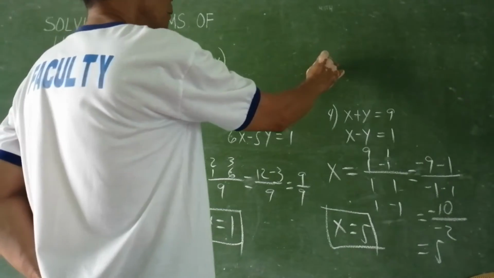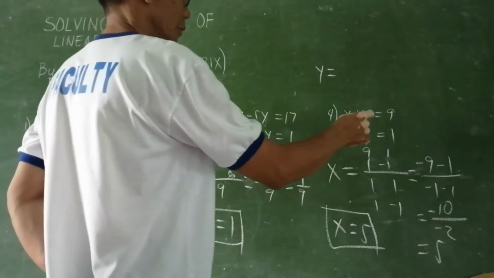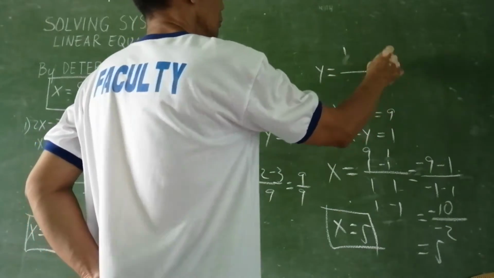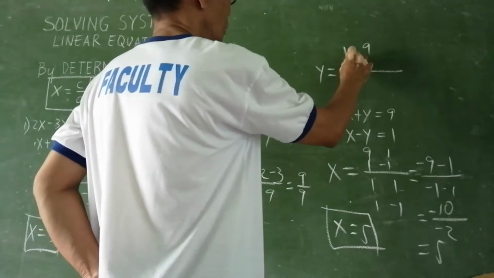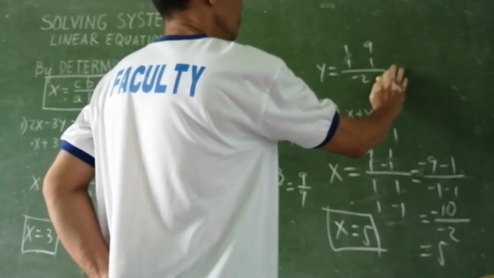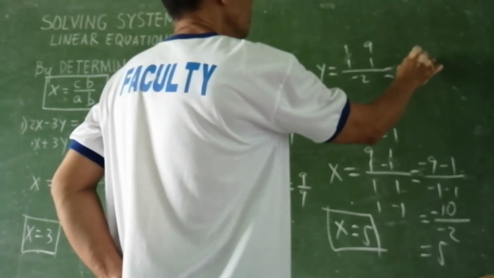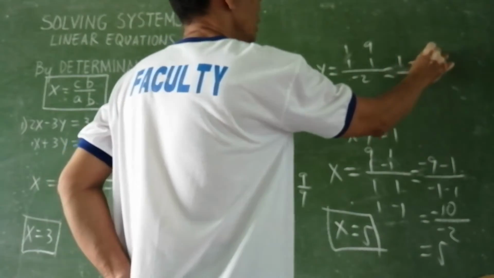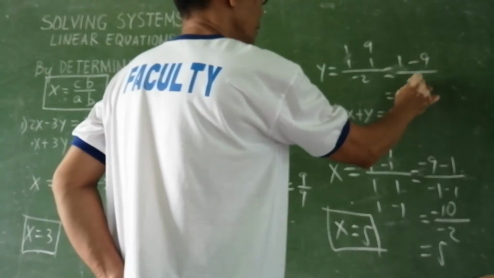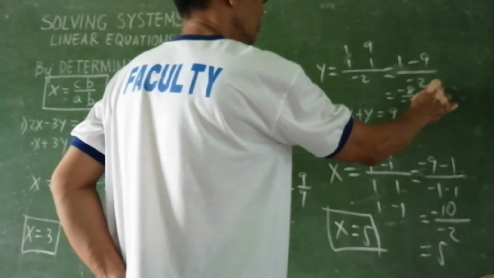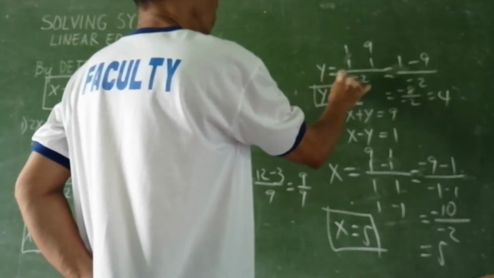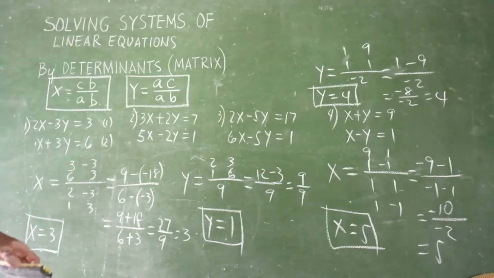Okay, for y, AC, 1, 9, 1, 1. Denominator is negative 2. So 1 times 1 is 1, minus 1 times 9, 9. So negative 8 over negative 2 is simply 4. So y will be equal to 4. Okay, that is determinants.